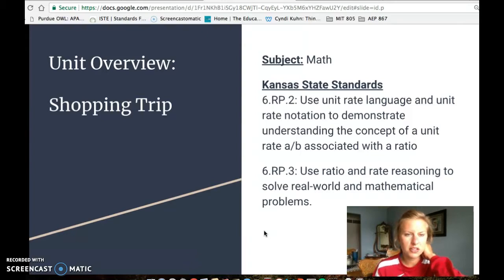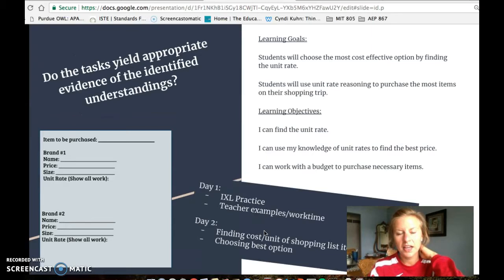My unit was called Shopping Trip. It was in math, and the Kansas State standards that it addressed were 6.RP.2 and 6.RP.3. Both of those are dealing with ratios and unit rates. The first question: do the tasks yield appropriate evidence of the identified understandings?